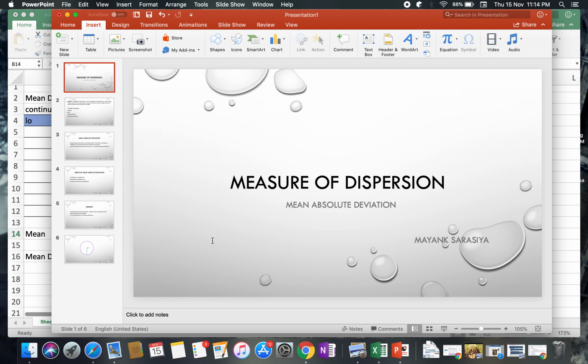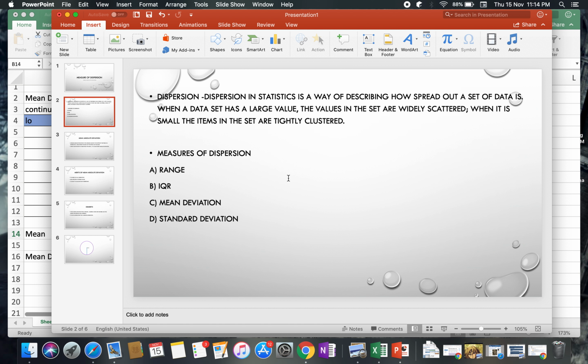We're going to study mean absolute deviation, which is part of measure of dispersion. Now, from the definition, you can see it's a way of describing how spread out a set of data is. When a data set has a large value, the values in the set are widely scattered. When it is small, the values in the set are tightly clustered.